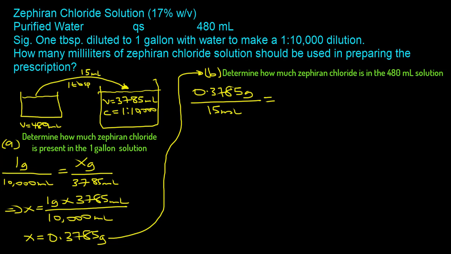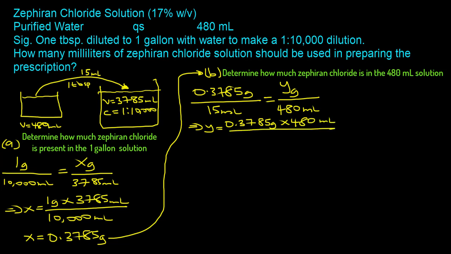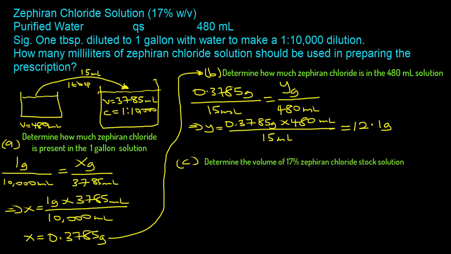And so we can set up a proportion to determine how many grams is actually present in the 480 milliliter solution. So we can go ahead and solve for our unknown, which is y, and the y equals 0.3785 grams times 480 milliliters divided by 15 milliliters, and that is going to be equal to 12.1 grams.